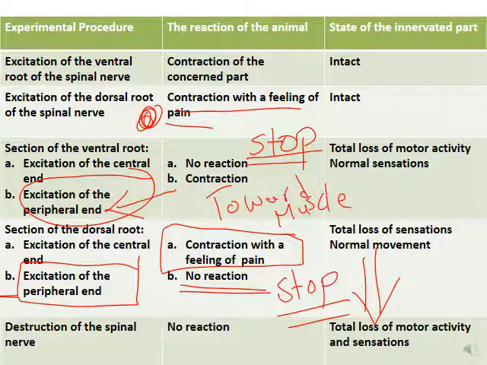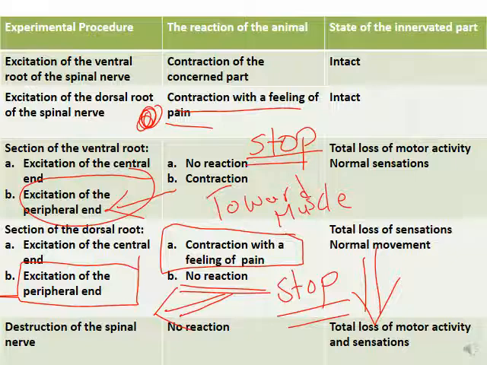While the last experiment, which is experiment number 5, total destruction of the spinal nerve: there is no reaction, no sensory, no motor, total loss of motor activity and sensation. So there are no sensations and no motor activity, so we can conclude that the spinal nerve has a mixed function, both motor and sensory. Why? Because when you destroy the spinal nerve, there is no motor or sensory function.